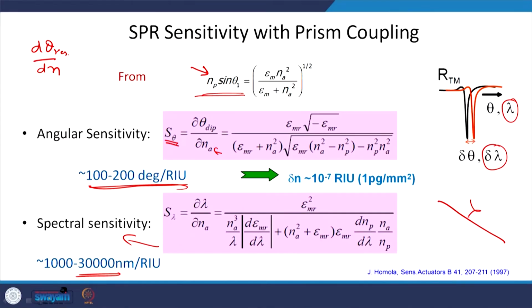So, if you have a sensor surface where a molecule comes and attaches on it, even if it makes a difference at the 6th or 7th decimal place of the refractive index, it can be detected using SPR. That is what we are doing.